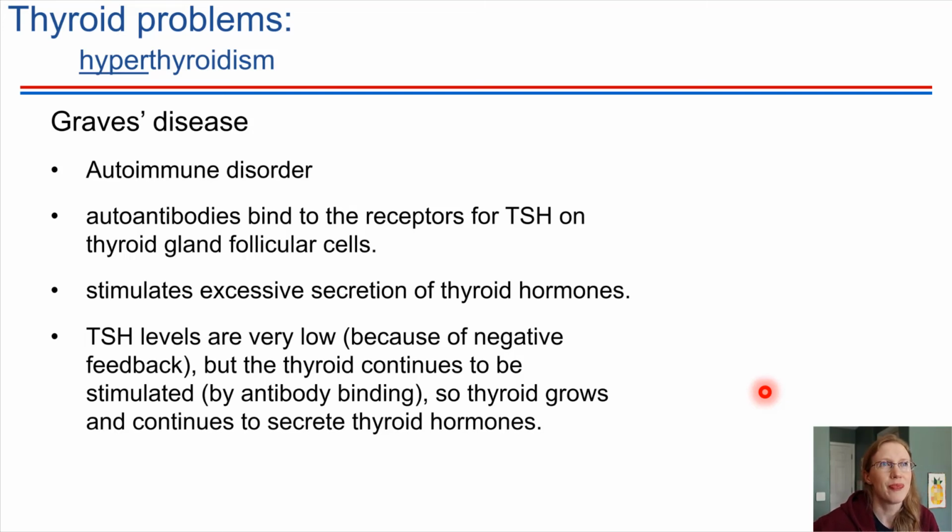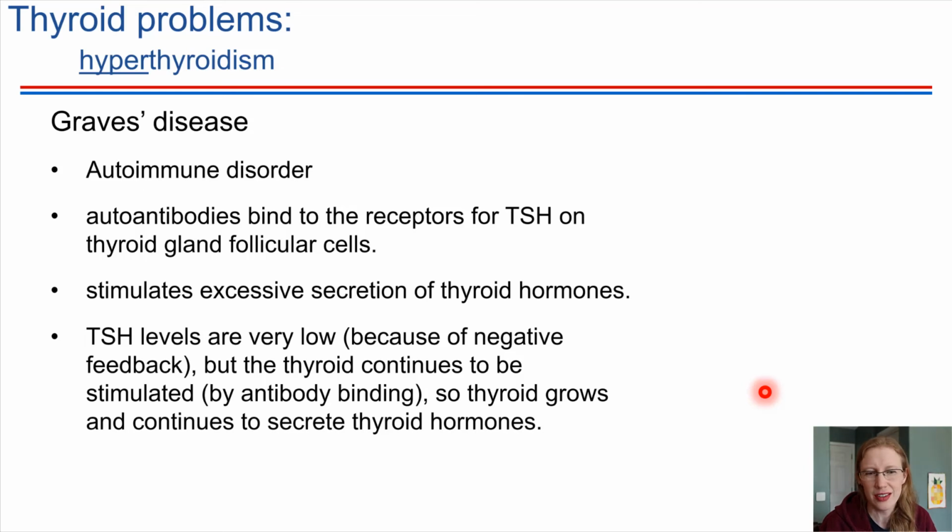So if those receptors are being activated, then as far as the thyroid gland is concerned, it just needs to be making thyroid hormone. So it's going to produce a lot of T3 and a lot of T4, and this is due to the antibodies binding to these receptors. The antibodies aren't supposed to do this, but they are in this case. So that stimulates overproduction of thyroid hormones.